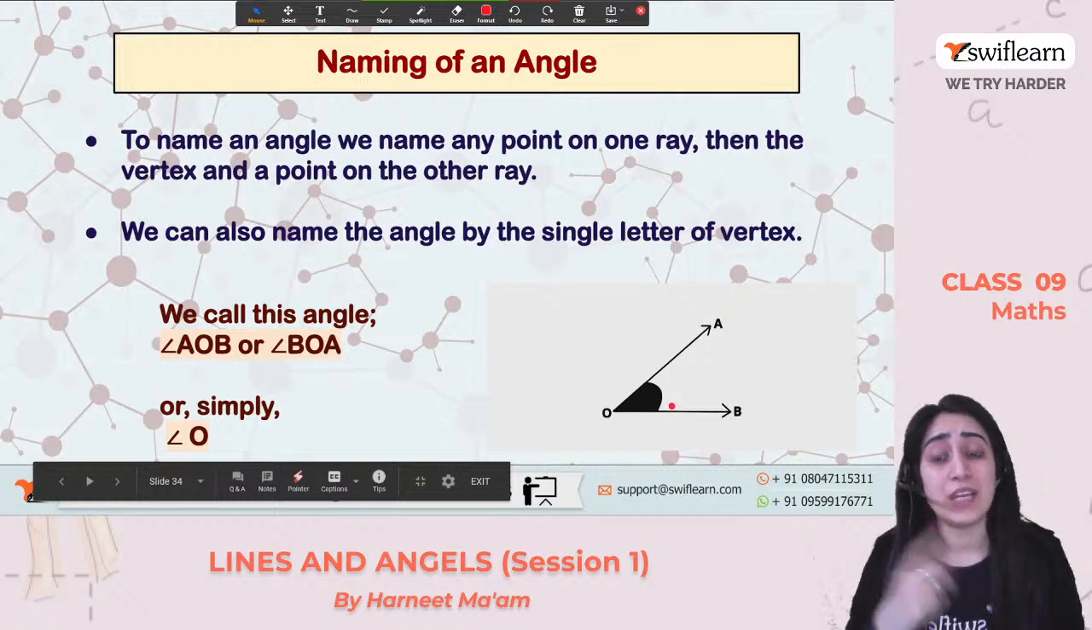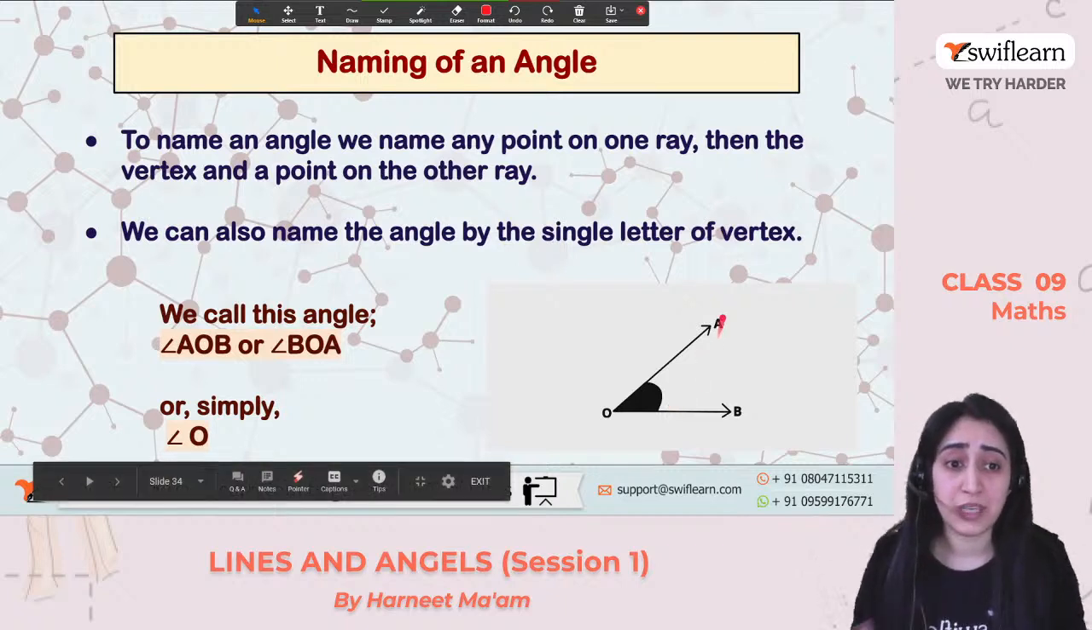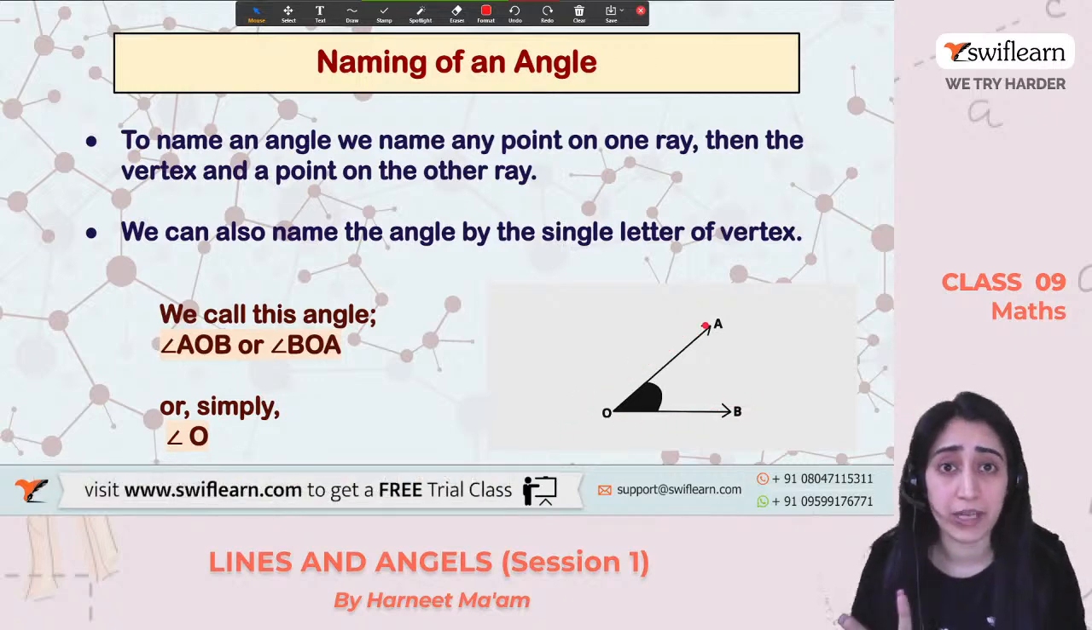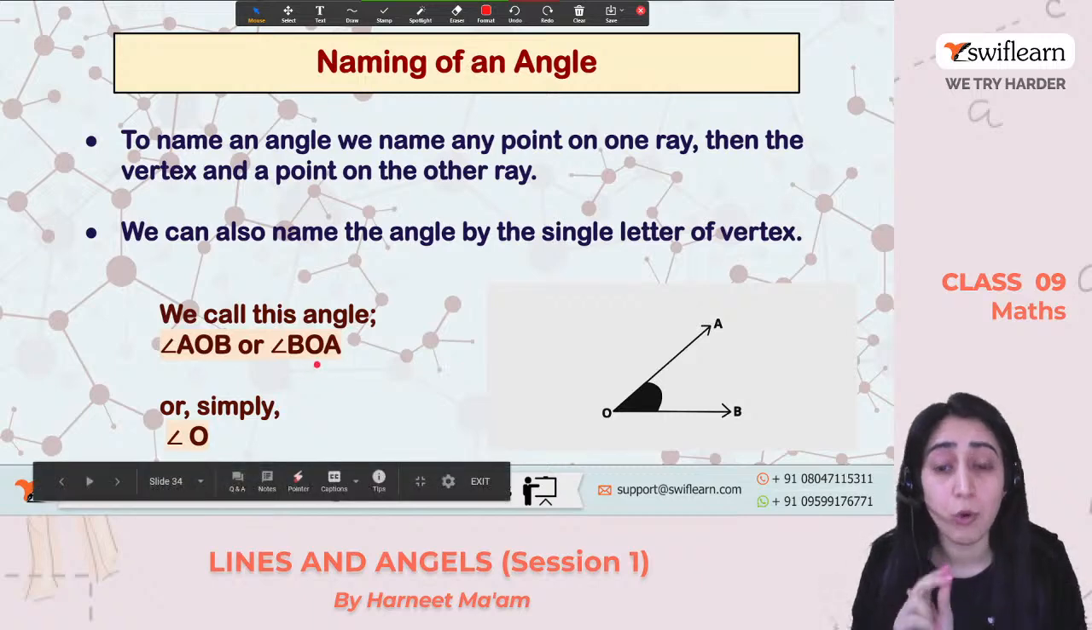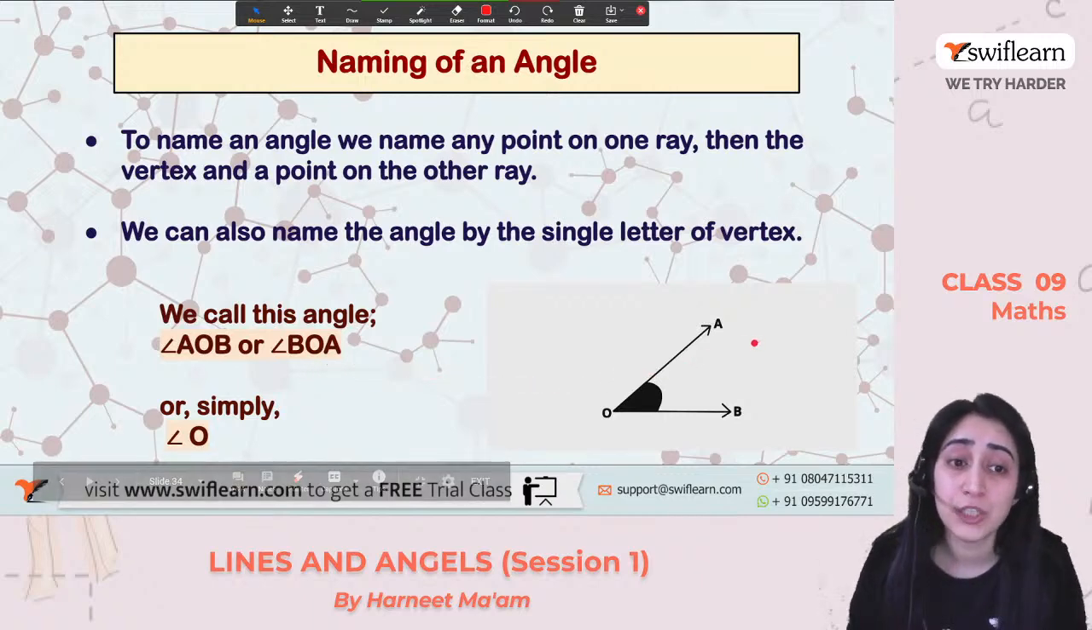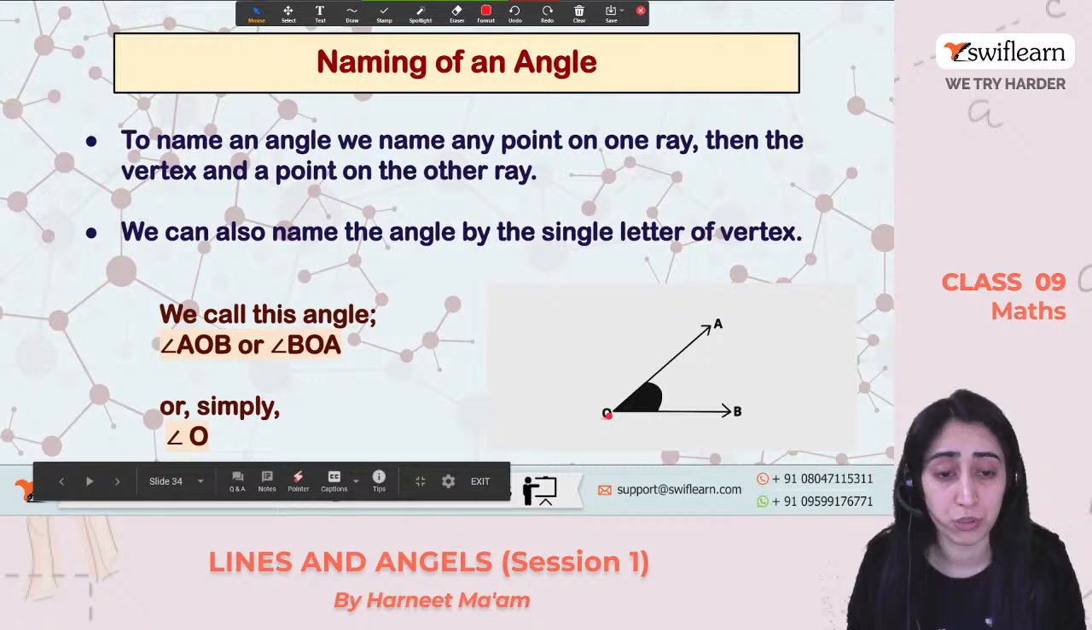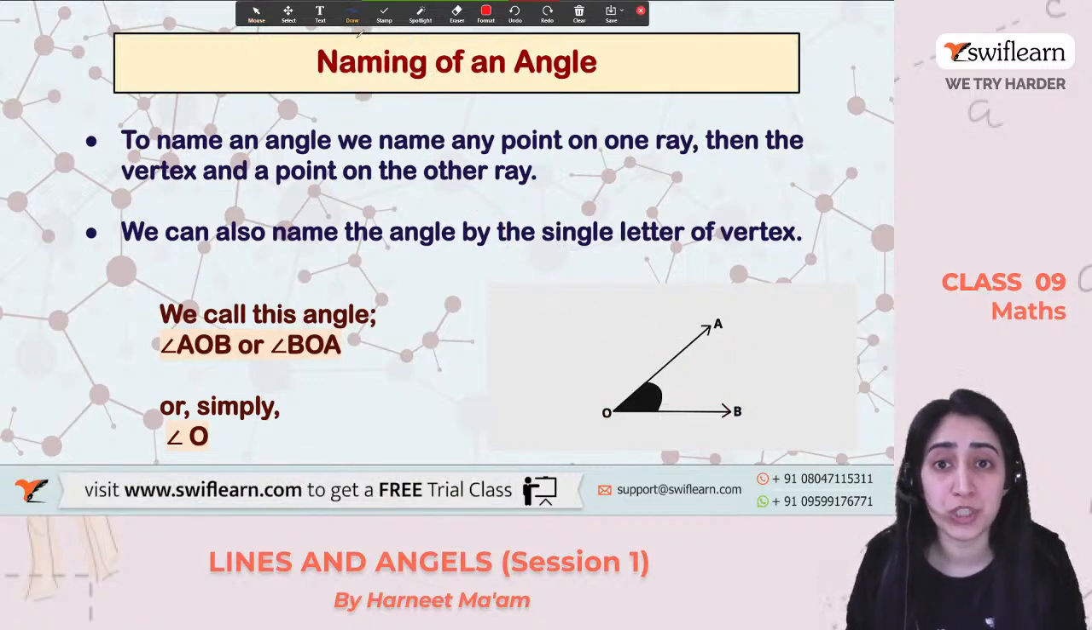Okay, now naming them is by two ways. We can start from angle AOB or I can say BOA. Both ways are right, but the center point, the O, only tells us exactly which vertex I am talking about. But A and B help us to know which position I am talking about. Okay, I'll tell you how.